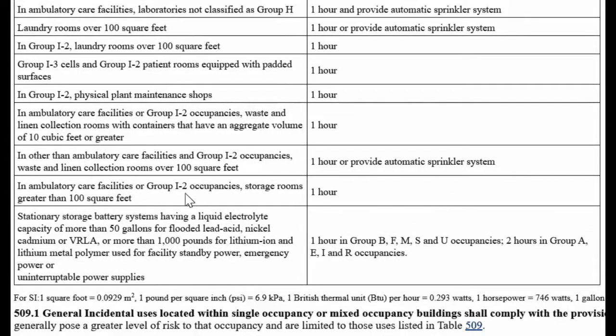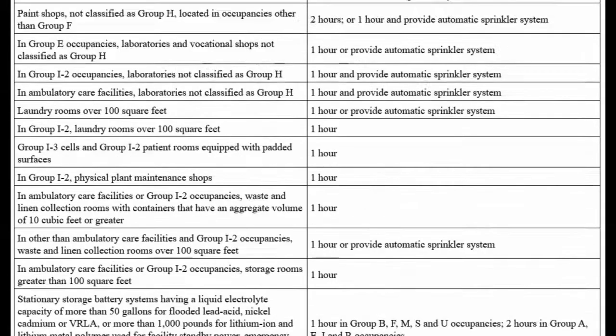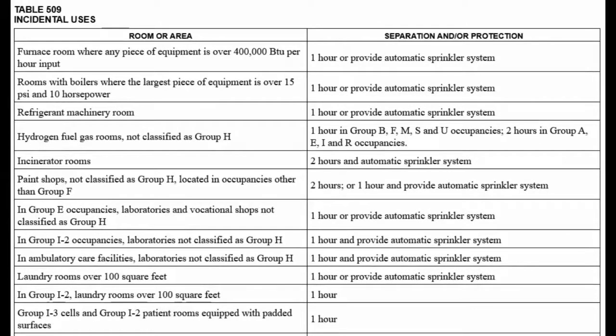And group I2 occupancy storage rooms that are greater than 100 square feet. That's just a 10-foot by 10-foot room. Often in a hospital, you're going to have a very large storage room, larger than that. That's a 1 hour fire resistance rated wall and 45-minute rated door. So this is where you find it, table 509 in the IBC, the incidental use area.